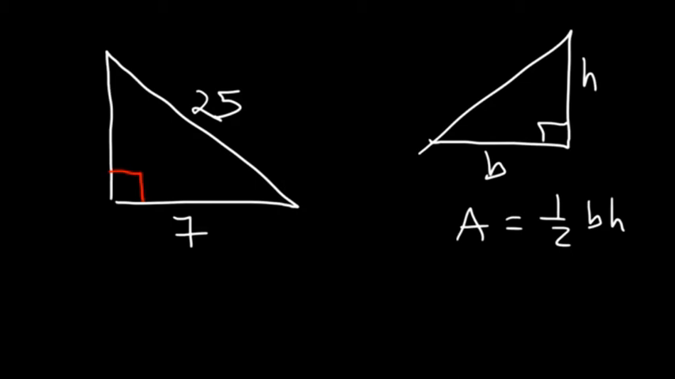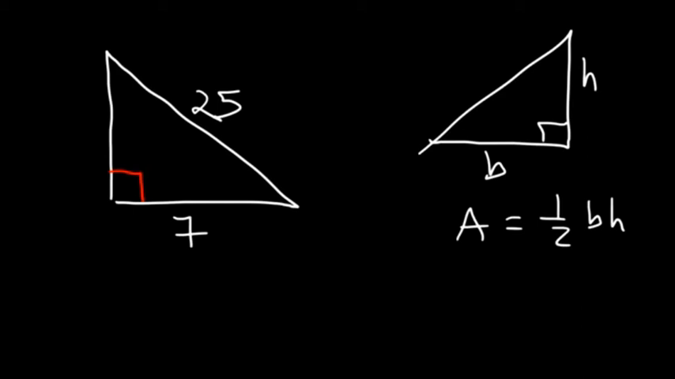Now, we don't have the height of the triangle, so therefore we should use another formula. If you have 2 sides and the angle between the 2 sides, you can use this formula. Area is 1/2 AB sine of C. So what is AB and what is C?